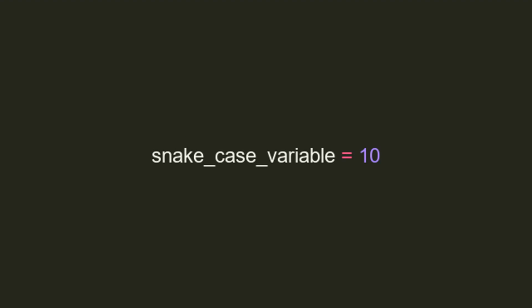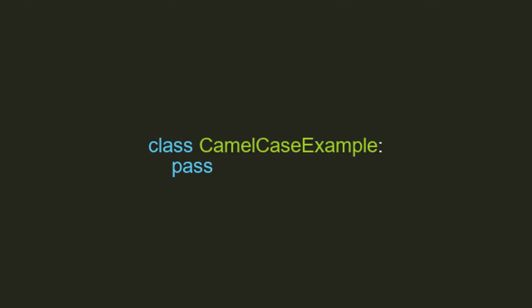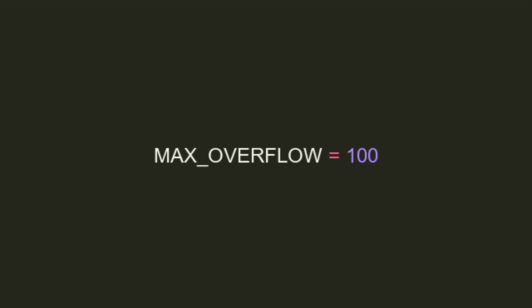In Python, variable and function names should be in lowercase with words separated by underscores. This is known as snake_case. Class names, however, should follow the upper camel case convention, often referred to as Pascal case. Constants are usually declared and assigned on a module level and written in uppercase, with underscores separating words.